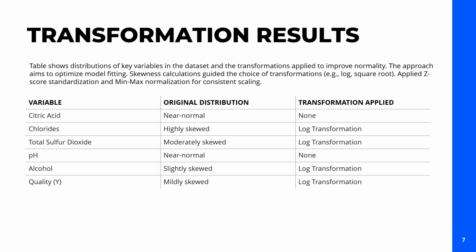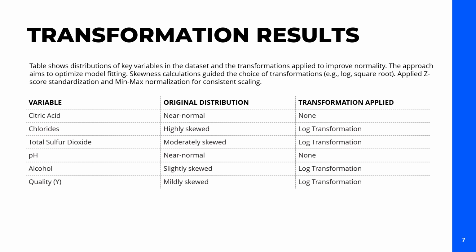Transformation results, what we see. This table shows the distributions of all the key variables in the data sets and the transformations applied to improve their normality. This approach will help us ultimately optimize the model fitting.